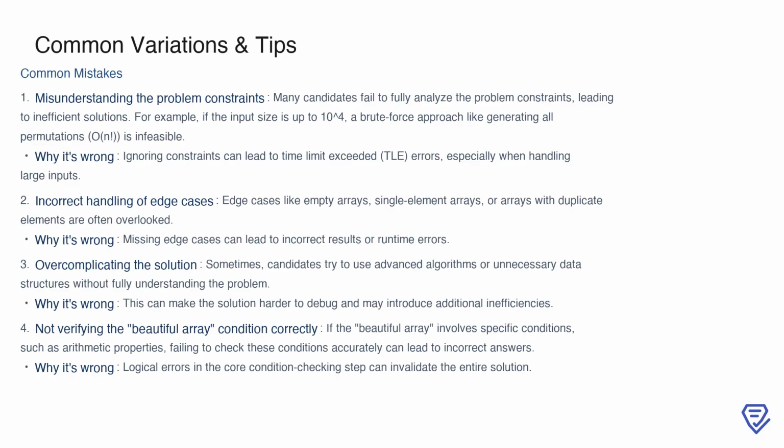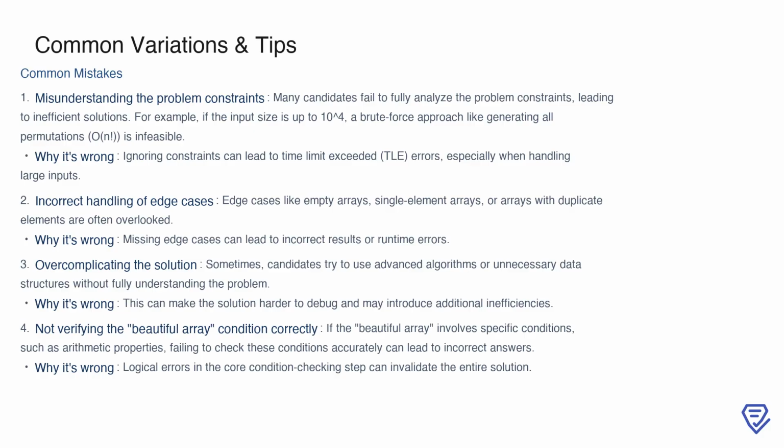Next, incorrect handling of edge cases is another frequent issue. Examples include failing to account for empty arrays, single-element arrays, or arrays with duplicate elements. Overlooking these can lead to runtime errors or incorrect outputs. Another mistake is overcomplicating the solution. Sometimes candidates use advanced algorithms or unnecessary data structures without fully understanding the problem. This not only makes debugging harder but can also introduce inefficiencies.